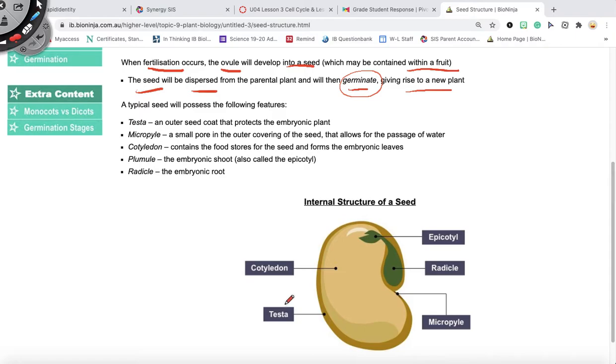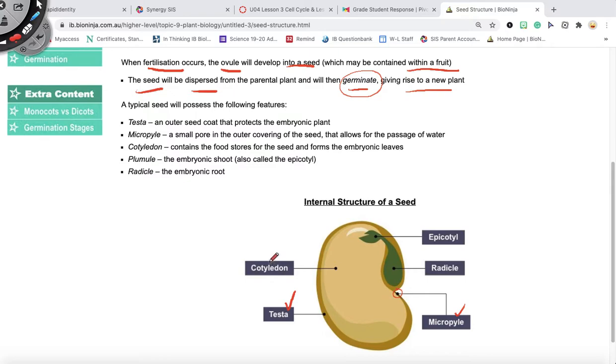So first we start with the testa, which is the outer seed coat that protects the embryonic plant. Then we have the micropyle, which is a tiny little pore here. And this is on the outer covering of the seed, and it allows for passage of water, because when the seed germinates or receives water, the water goes in through that tiny little hole.